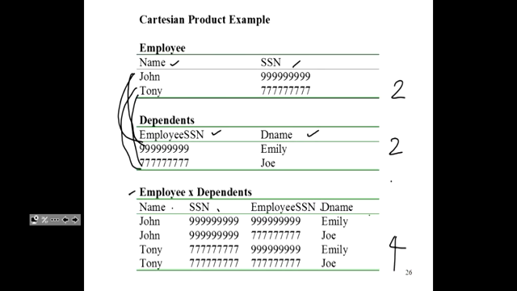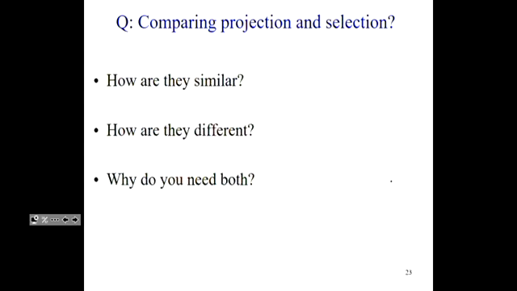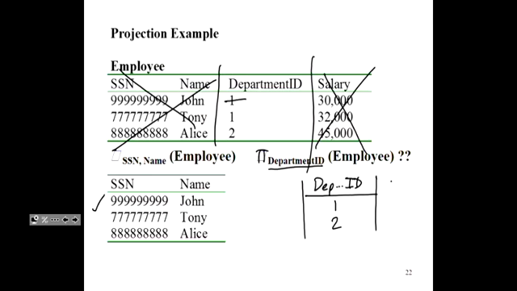Yep. Sorry, I still have a question about projection. So we did the example, what if we try to put projection subscript department ID and name, which do you choose? The second one, or the first one? Okay.